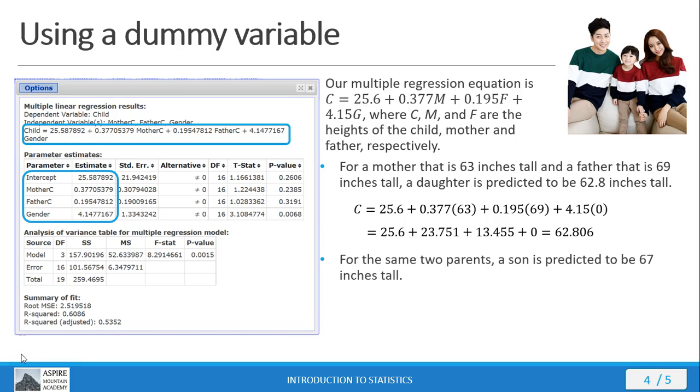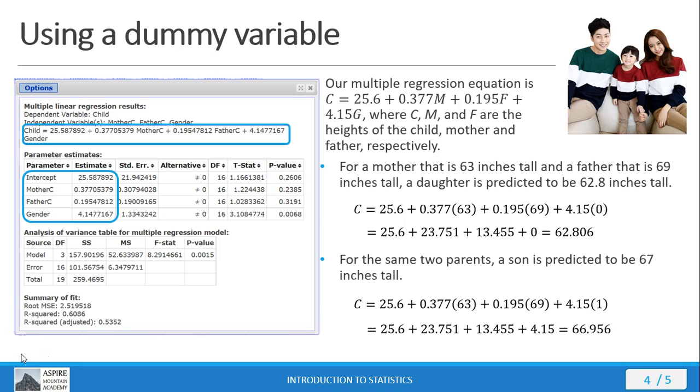If we take the same two parents and say, what if they have a son instead of a daughter? What will be the height of the son? Well, that prediction comes out to be 67 inches tall. Where does that come from? We take the same regression model, but now we've got a 1 there on the end for the dummy variable, because now we're looking at a son. We assigned 1 to be the males, and that's where the 1 comes from at the end of your equation. Again, you punch out the math, and you get 66.956, which rounds up to 67.